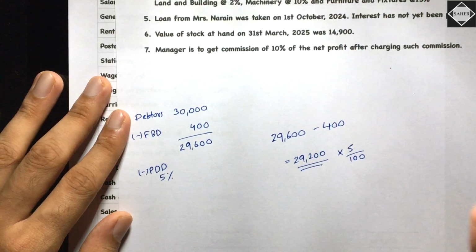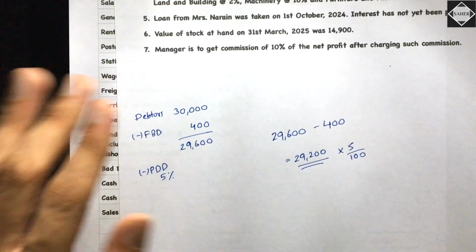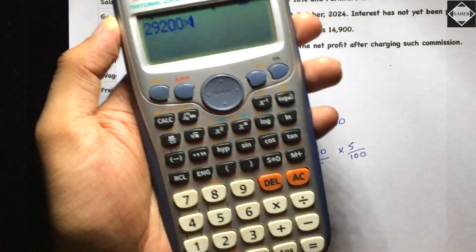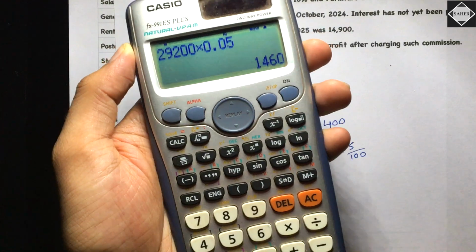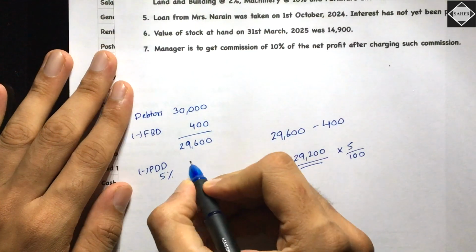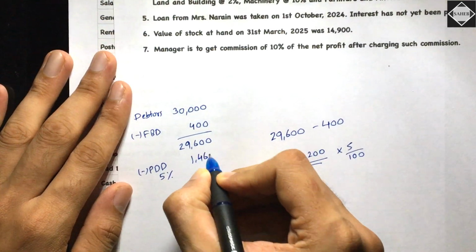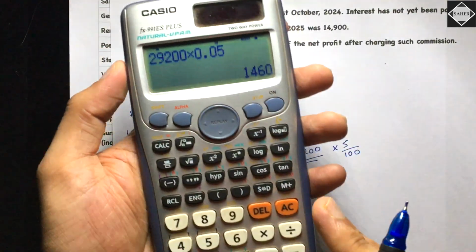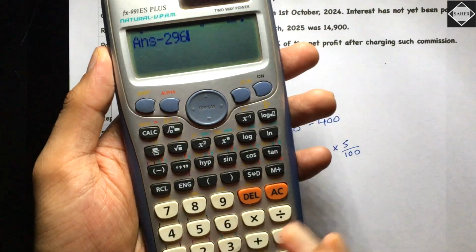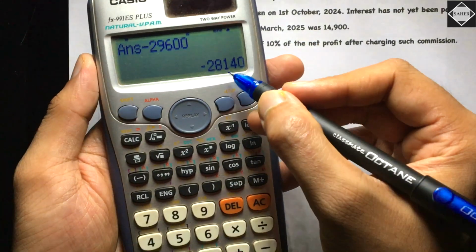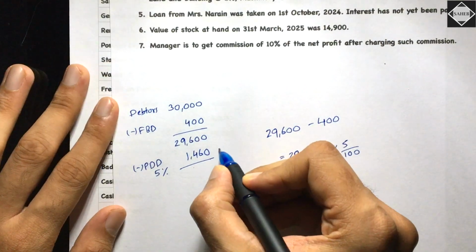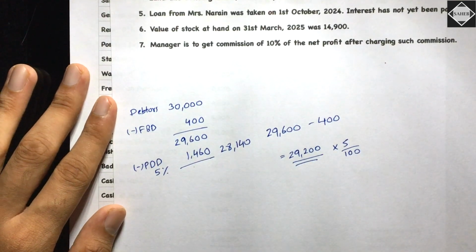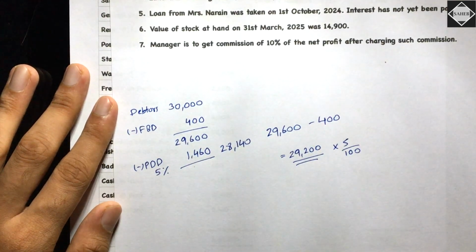That comes out to be how much? Let's just do it. 29,200 into 0.05, that is equal to 1460. So 1460 will be your provision. This is how the balance sheet presentation will be. Then 29,600 you have to subtract, no? So that is equal to 28,140 you have to show in the outer column of the balance sheet. Is this clear? This is how it will be the calculation of the debtors.